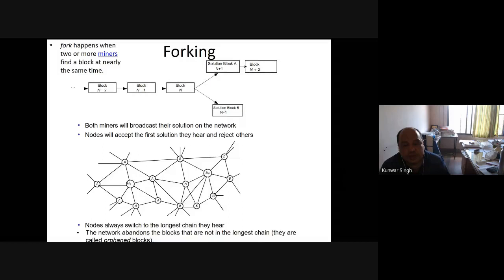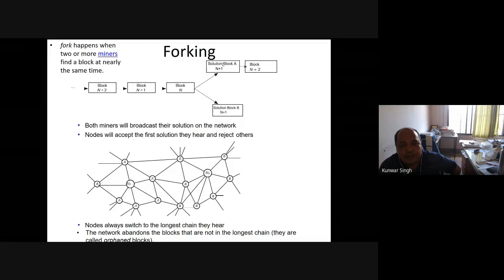Once you solve the puzzle, you have to broadcast your block and solution to every node, and people will add that block into their blockchain. They will check whether the transactions are correct or not, and they will verify the signature. If they find everything okay, then they will add that block into their blockchain. This is the process.